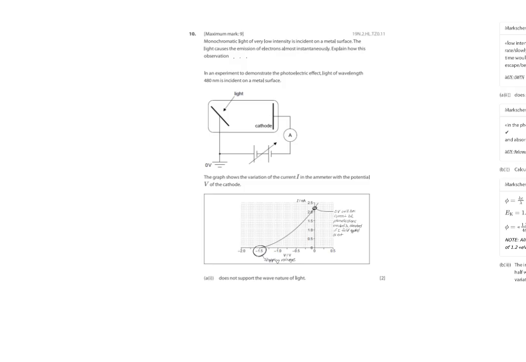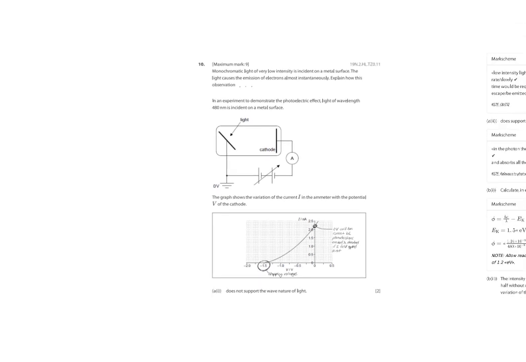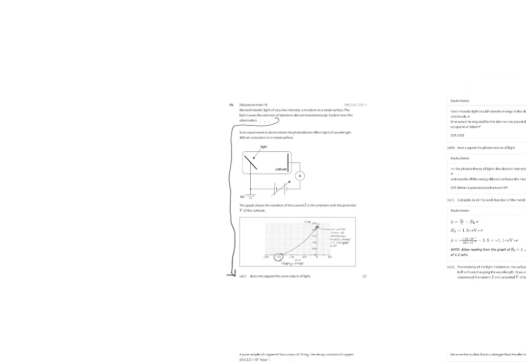Okay, so A says, does not support the wave nature of light. That's not a question. But wait a second, that actually comes from all the way up here. It says, monochromatic light of very low intensity is incident on a metal surface. The light causes the emission of electrons almost instantaneously. Explain how this observation does not support the wave nature of light. Okay, great. That is a question.